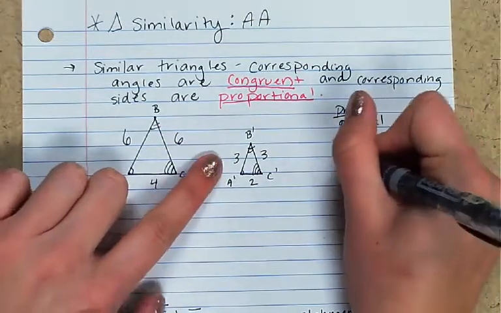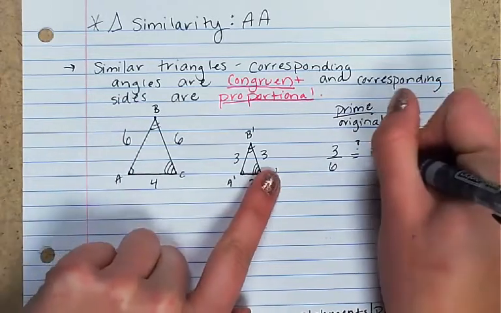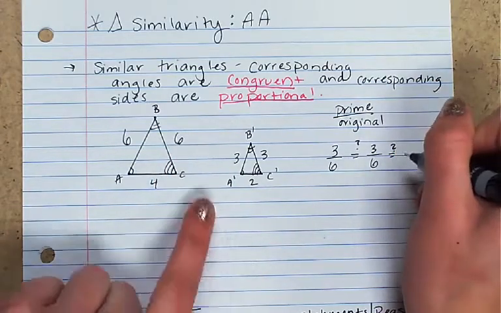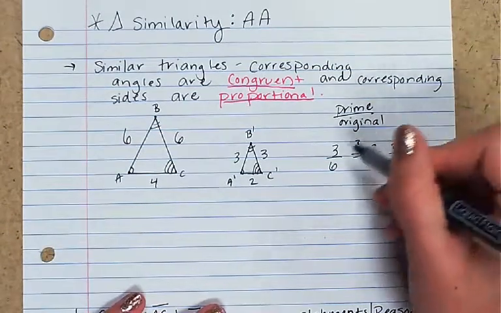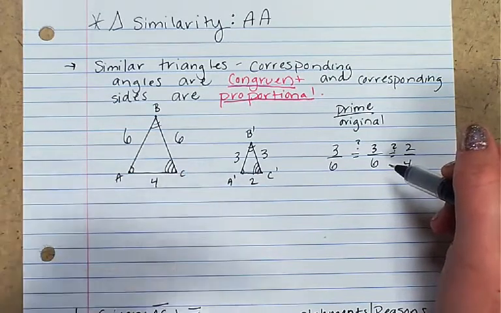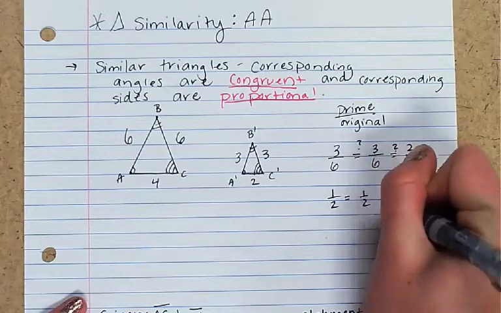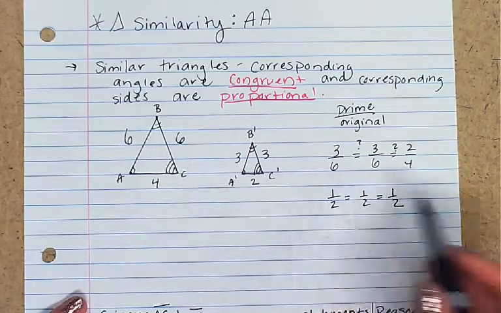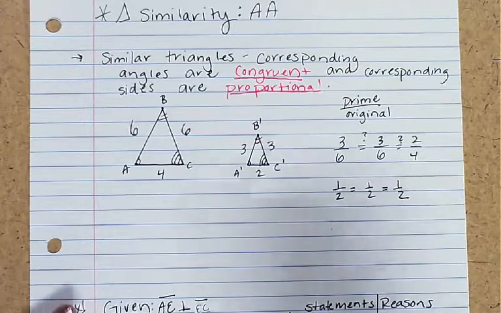So corresponding sides. Remember when you're finding the scale factor, you always do the prime over the original. So here I would go 3 to 6. We want to know, does that equal 3 over 6? Does that equal 2 over 4? If these all don't simplify to the same fraction, then the sides are not proportional and these two triangles are not similar. If I simplify this, I get 1/2 equals 1/2 equals 1/2. So that's great. All the corresponding angles are the same and the sides are proportional. They all simplify to that same fraction of 1/2 for the scale factor.